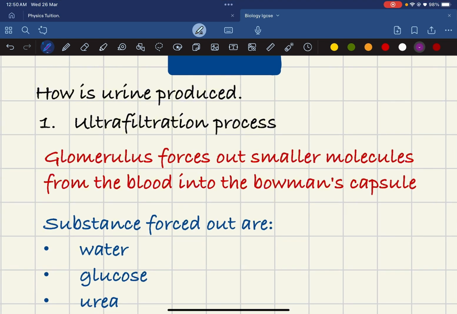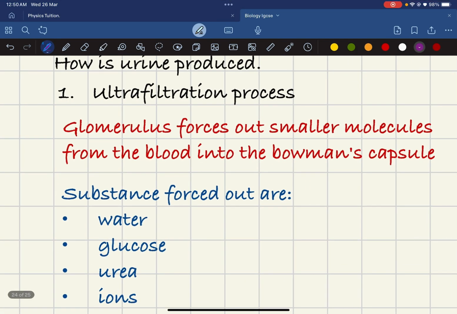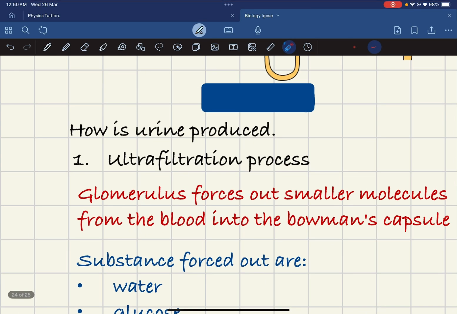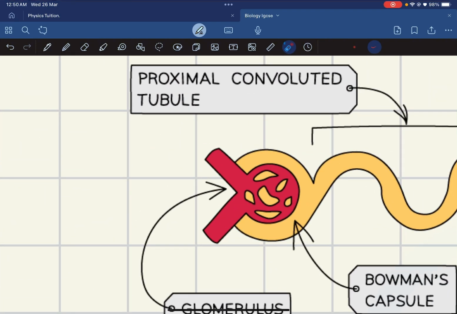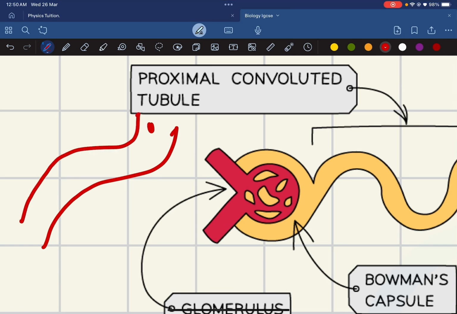So the first process of the production of urine is ultrafiltration. The glomerulus forces out smaller molecules from the blood into the Bowman's capsule. So let's look into this diagram, okay? Let's imagine that this over here is your bloodstream, and over here you have your small molecules. It could be water, it could be ions, it could be glucose, it can be anything, okay?